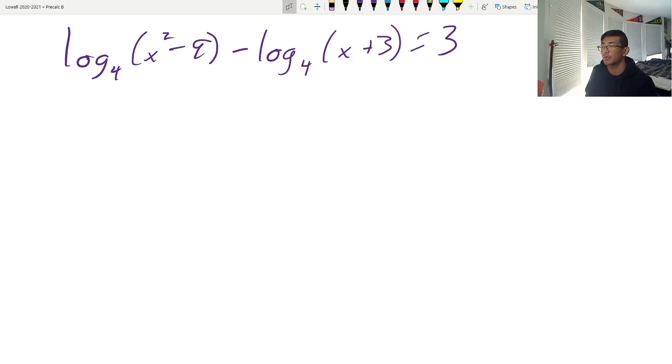Welcome back, folks. So I just want to talk about one more problem, and I know in the last video I said how to use logarithmic properties, and then that example did not rely on any log properties. This one will. So let's take a look at how to solve this one.